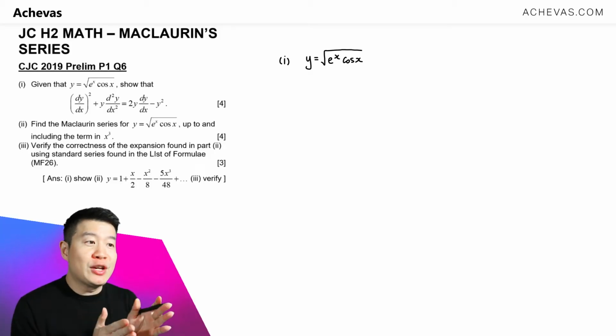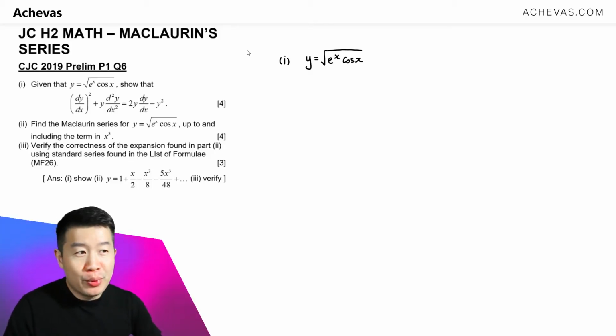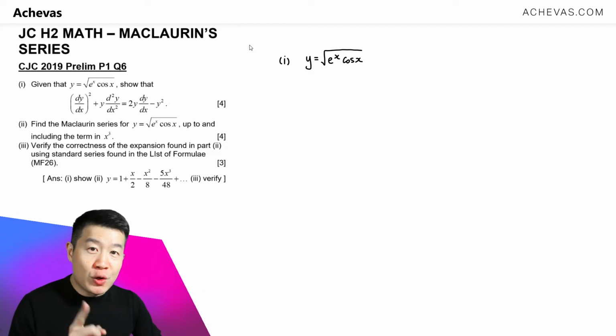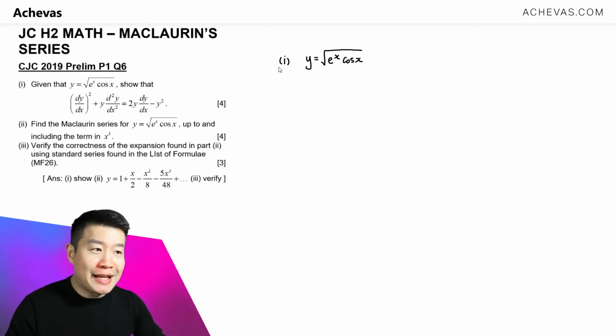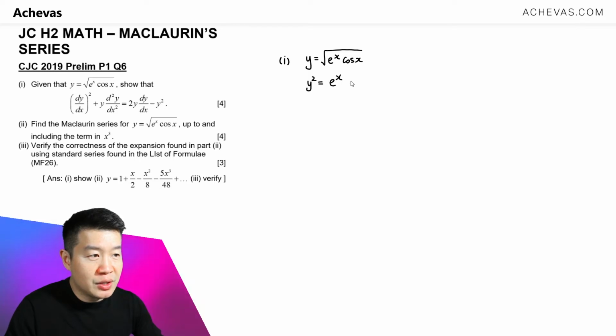If we were to differentiate this equation as it is, it is going to be pretty tedious, but we are equipped with implicit differentiation and we have years of experience in algebra. And these two lead us to want to do a bit of improvisation to this first before we start our process of differentiation. For example, we can square both sides. So this is going to be equal to e to the power of x cosine x.